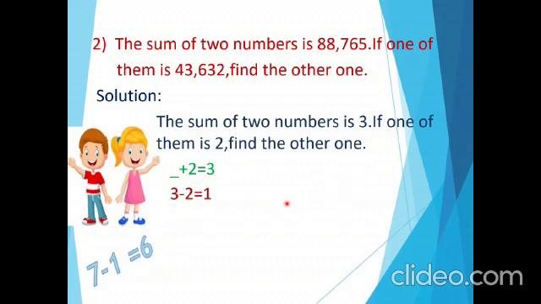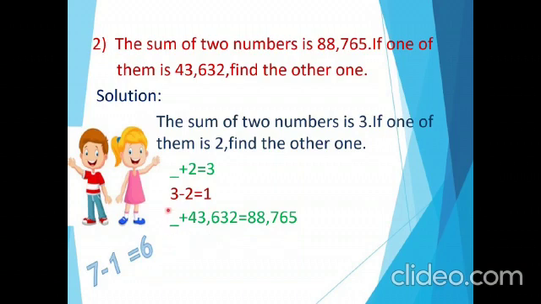First, let me write the mathematical statement for the given problem. The sum of the two numbers, that is dash plus 43,632 is equal to 88,765, because they have given that the sum of two numbers is 88,765 and one of the numbers is 43,632. The other number we have to find, that we are going to add to this number to get the sum as 88,765.